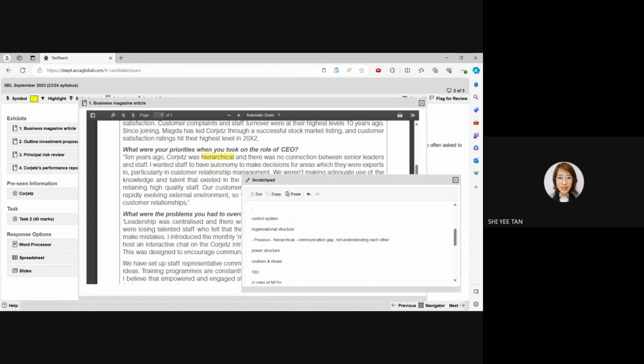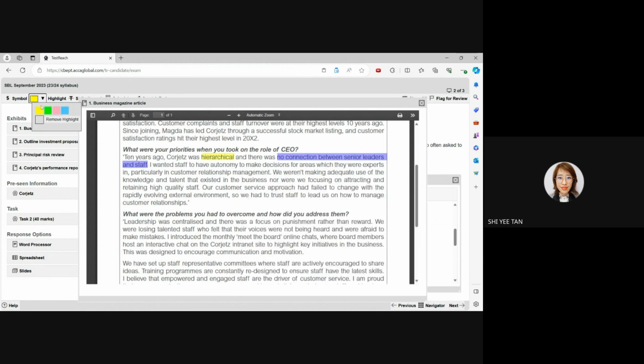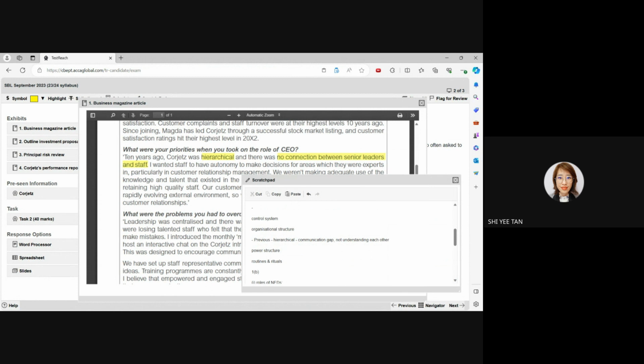And further proven here, there was no connection between senior leaders and staff. So they never come to the ground and see how the staff works. So they don't understand. Let me tell you, they don't understand. And so the decision making can be very bad, because it can be very not practical. Decisions made will not be practical.